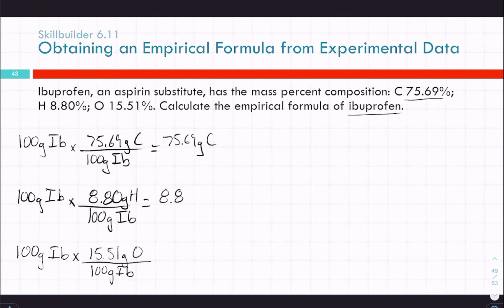So I don't expect you to write this initial step out, honestly. I would not mind if you just jumped straight to the grams. All right, so that is the one thing for these problems. Just assume that you have 100 grams, because it makes everything easier. You could assume that you had any amount. You will still get the right answer, but 100 grams makes it really easy.